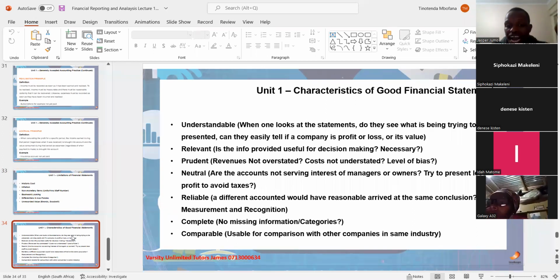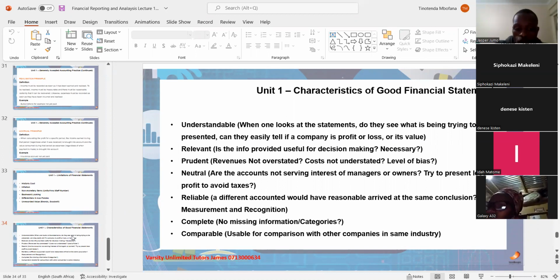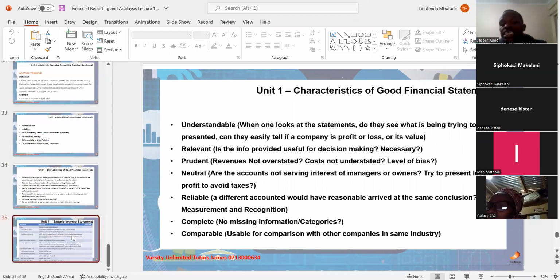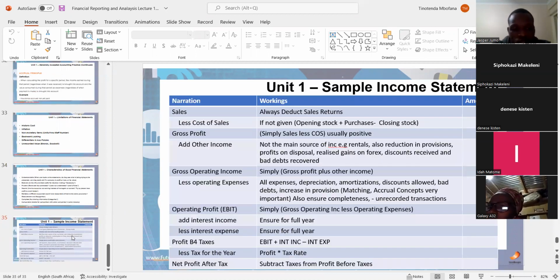They should be reliable, i.e. you should be able to verify them. These accounts are audited and whatnot. They should be complete. Nothing should be missing from the financial statement. Every single piece of information that you need should be there. Lastly, they should be comparable. If you take financial statements for Vodacom and for MTN, you should be able to compare and see which of the two businesses is making a profit.